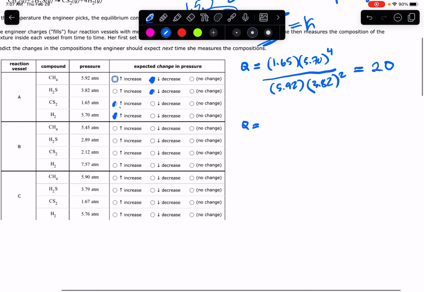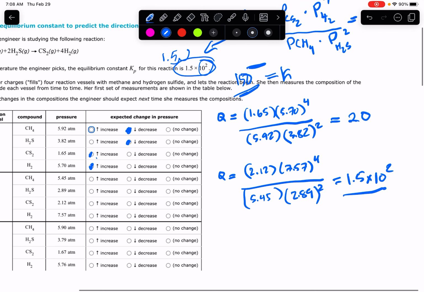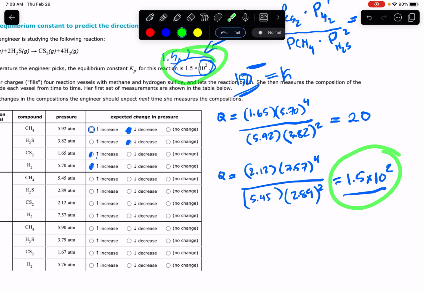And then we're just going to compare that number to this number right here. So I'm going to plug in my numbers for the second one, and it's going to be 2.12 times 7.57, all raised to the fourth, all over 5.45 times 2.89 squared. And in this case, we have 1.5 times 10 to the second. Does that look familiar? Because it looks familiar to me, and that is this guy right here. So this Q value is identical to our K value.